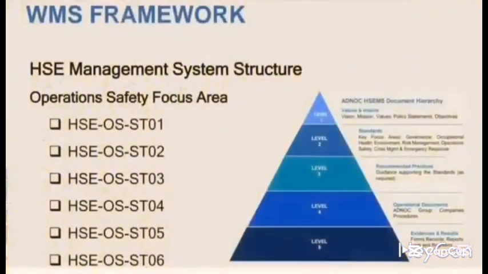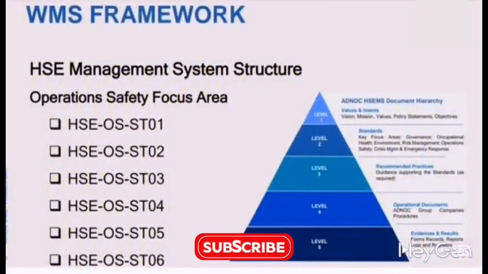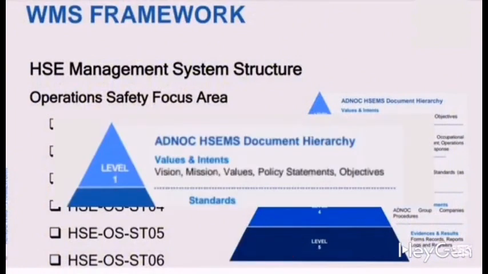We will look at the structure of ADNOC's Health, Safety and Environment Management System. So first we have level 1, which will include values and intent. What is the company's vision? What mission is the company working according to? What things has the company valued? After that, what is the policy statement and what are the objectives?